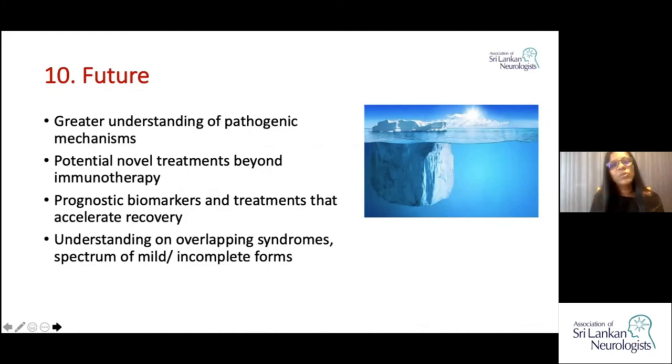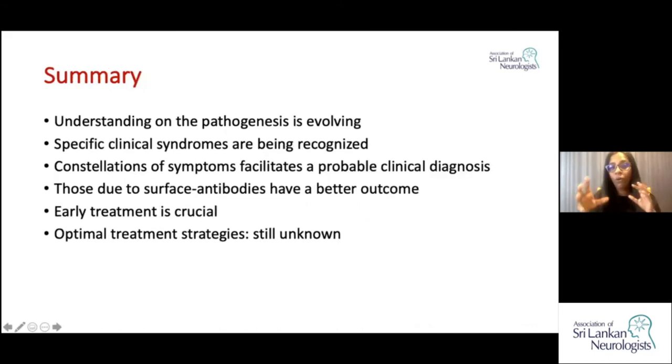Okay, so last, the future. I think you can see what I'm trying to get at. We only know about the tip here. There is so much more to be understood. This is an evolving entity. So we need greater understanding of the pathogenic mechanisms, and that would aid us to think of better treatment options, which is beyond immunotherapies, and also try and identify biomarkers. That's the most important thing, and which would facilitate early treatment and accelerate recovery. And also remember, these are autoimmune disorders, so you have a lot of overlap within these clinical spectrums.